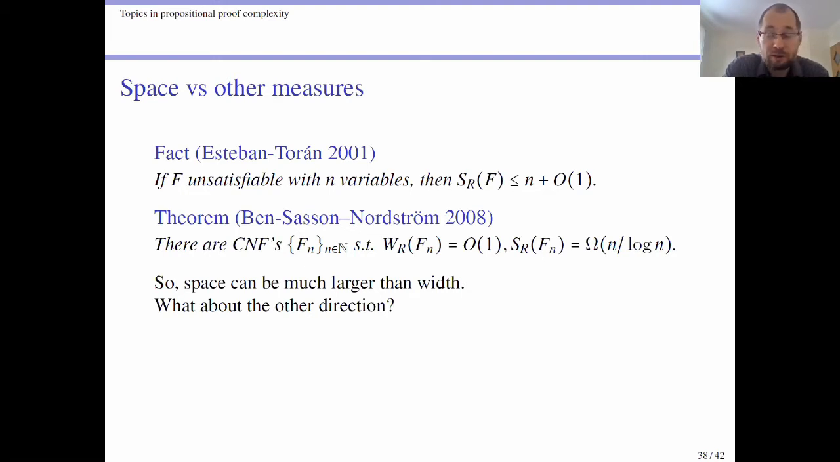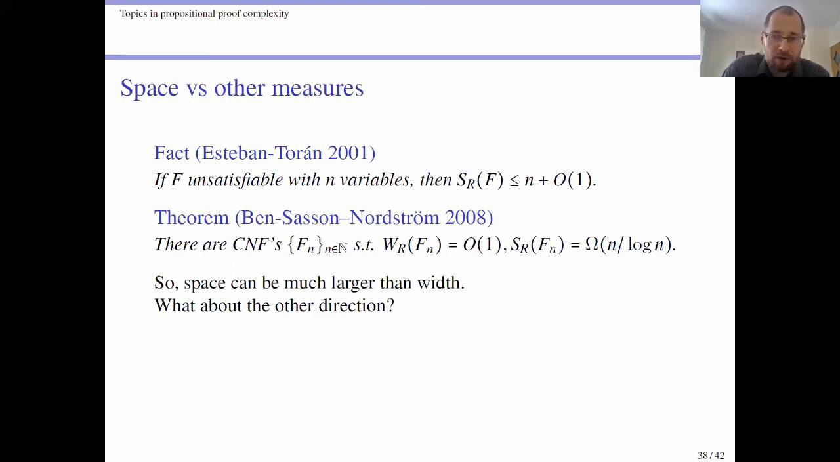Another thing that people noticed early on, like roughly 20 years ago, was that the formulas for which you tended to get space lower bounds were more or less the same ones for which we got width lower bounds. So they started wondering whether there is some sort of connection, and whether maybe space is simply more or less equal to width, times a multiplicative factor or plus an additive factor. And the answer turned out to be no.